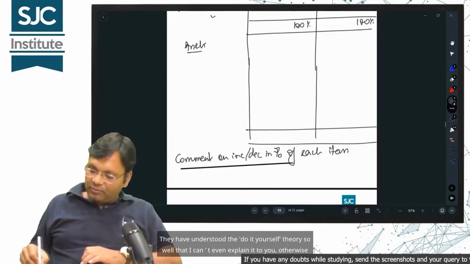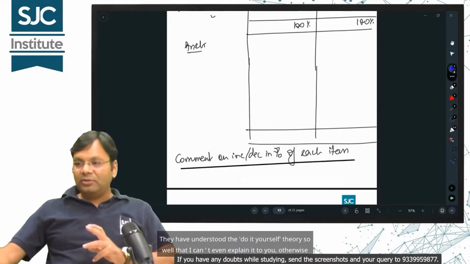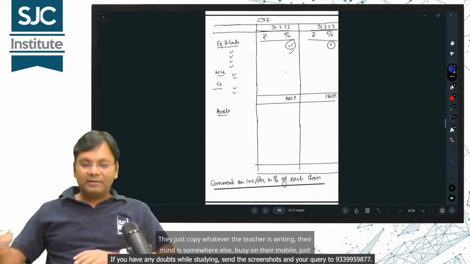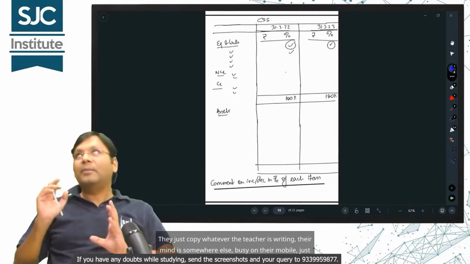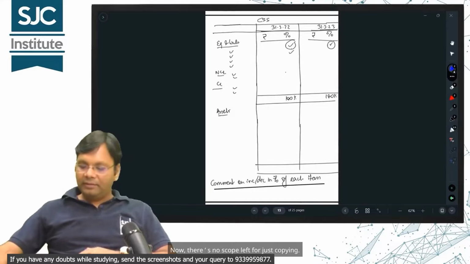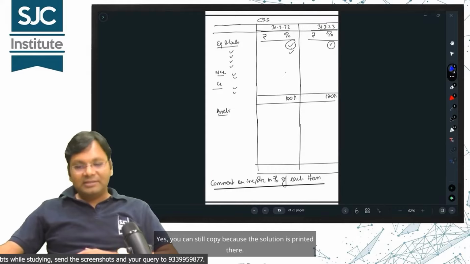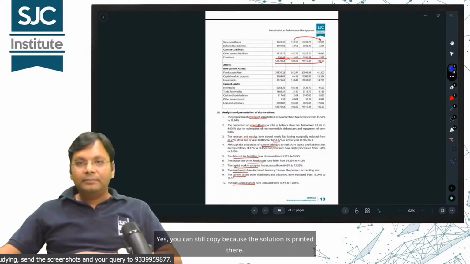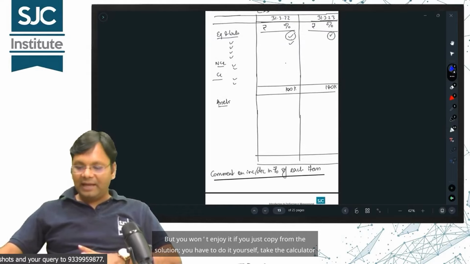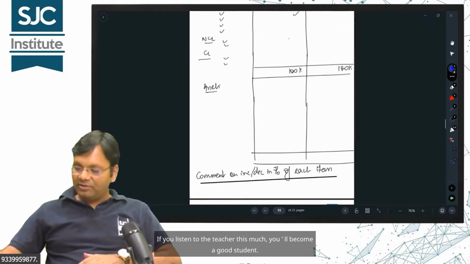They have understood the do-it-yourself theory so well that I can't even explain it to you, otherwise students usually just have a tendency to copy. They just copy whatever the teacher is writing, their mind is somewhere else, busy on their mobile, just copying for the sake of it. Now, there's no scope left for just copying. Yes, you can still copy because the solution is printed there. But you won't enjoy it if you just copy from the solution. You have to do it yourself, take the calculator and solve it, right? If you listen to the teacher this much, you'll become a good student.